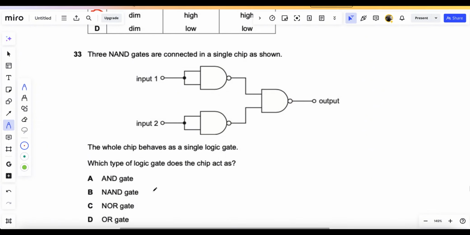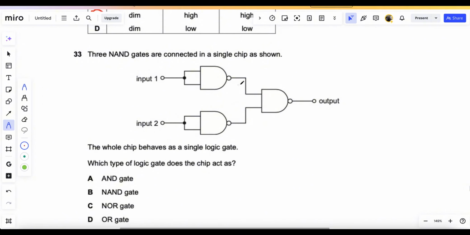Okay, question 33. I think now they removed the logic gate, right? But let's just go. I don't know if they removed it or it's still there. But let's see what it is. Is it three NAND gates? NAND gate means, you know, this is AND. Once you put a small circle in front of an AND gate, it becomes a NAND. So 3 NAND gates are connected in a single chip, as shown. This is input 1, input 2, and the whole chip behaves as a single logic gate. Which type of logic gate does the chip act as?